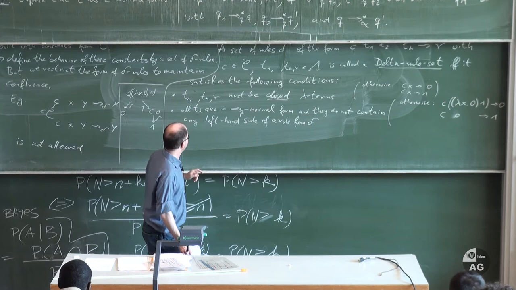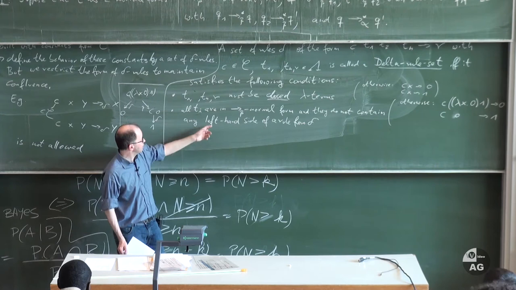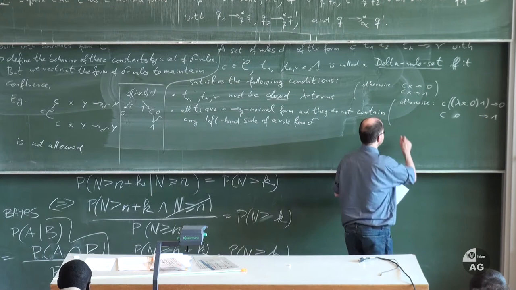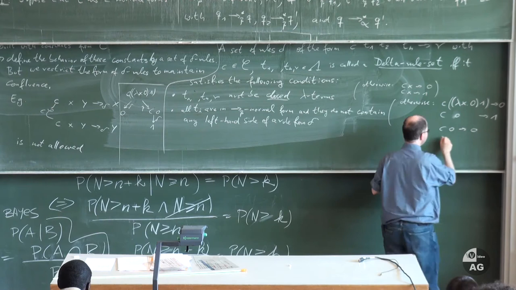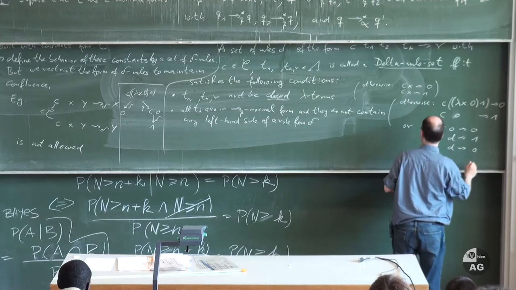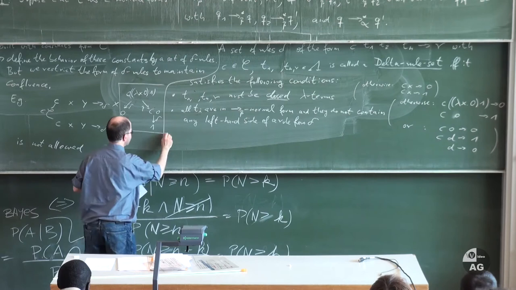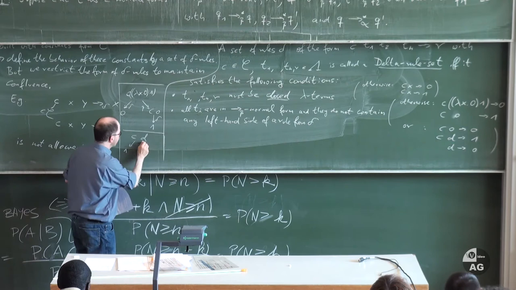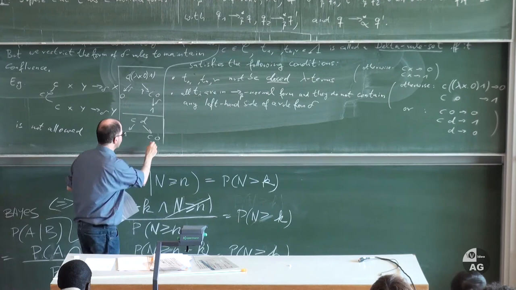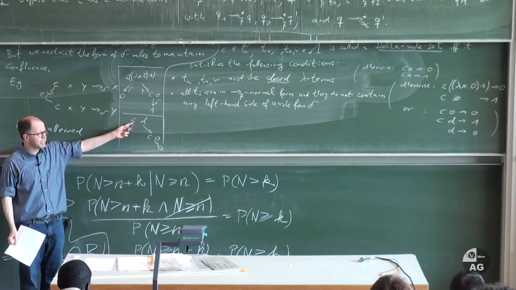And why do I require the second thing? So why don't I allow left-hand sides of other rules in the left-hand sides? Well, let's do another counterexample. Suppose again that C0 goes to 0, C of D goes to 1, and D goes to 0. So why is this bad? Well, this also destroys confluence. If I start with C of D, I could go to 1 directly using the second rule. But I could also reduce this D first, and then I get C0, and C0 goes to 0. So again, I have destroyed confluence because C of D can be reduced both to 1 and to 0, and that's the end. I cannot join this anymore.